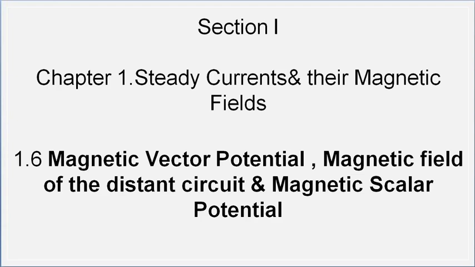So now in chapter 1, there is steady current and magnetic field, where we defined a magnetic field using Biot-Savart's law, and we tried to find out the magnetic field due to a wire, a straight wire, then the coil. We also found the expression for the magnetic field of a current carrying wire using what is called Ampere's circuital law.